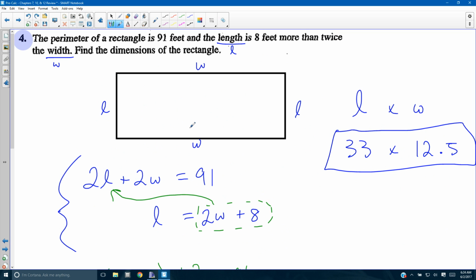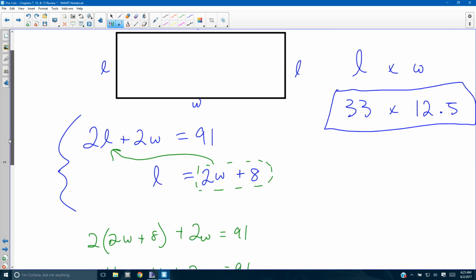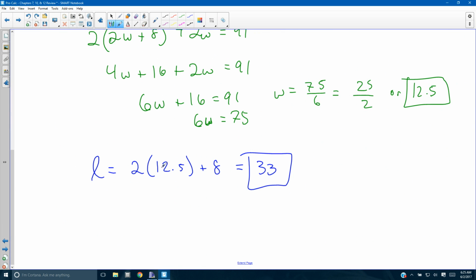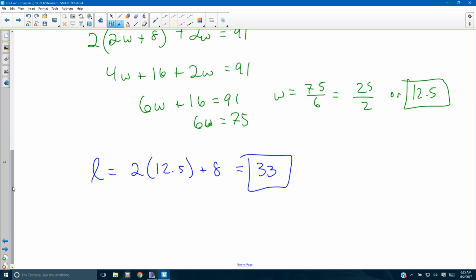33, that would be length, which is not drawn to scale, obviously. 33 plus 33 is 66. 12.5 plus 12.5 is 25. 66 plus 25 is 91. Okay, so that one seems to pan out. The second one is that the length is 8 feet more than twice the width. I think we've established that using this equation here. It is 8 feet more than 25, which is twice 12.5. So there you go. There's a nice word problem.